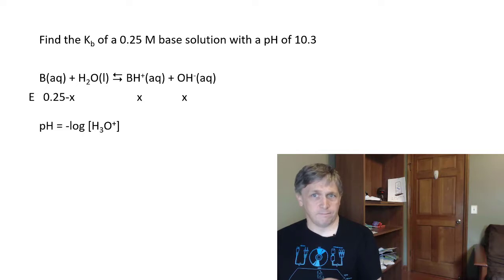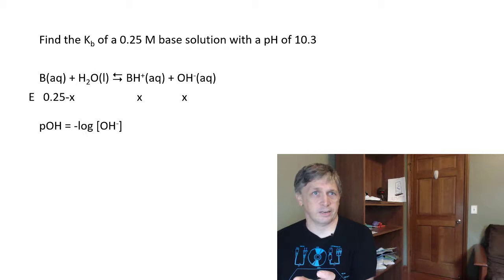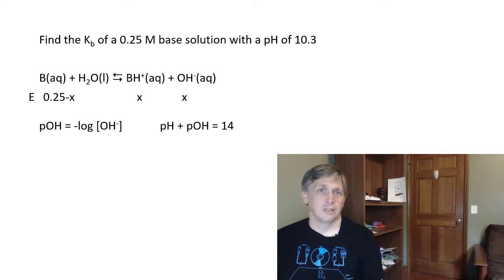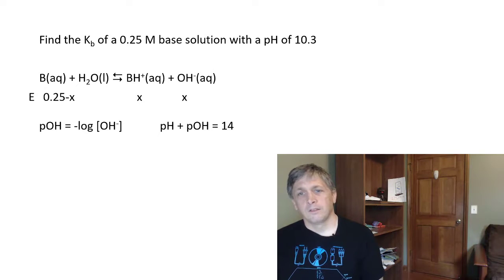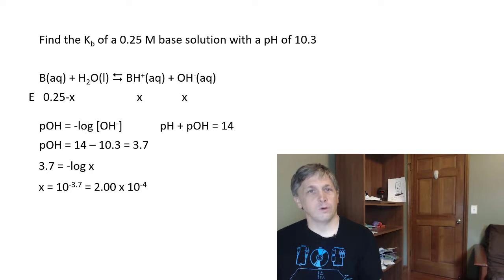Before we can find X, one way to do it, or at least the way I like to do it, is we need to convert our pH to a pOH, and that'll give us the hydroxide concentration. Because remember, for any solution, the pH and the pOH add up to 14. So if the pH is 10.3, the pOH should be 3.7. Now we take that pOH and plug it into our pOH equation. Solve for X, that gives us a value of 2 times 10 to the negative 4.